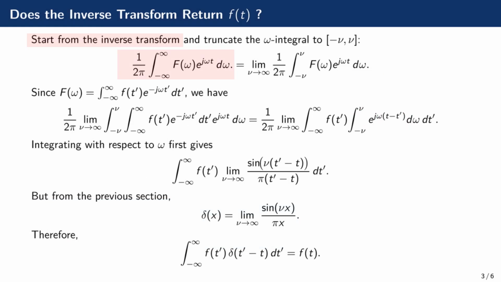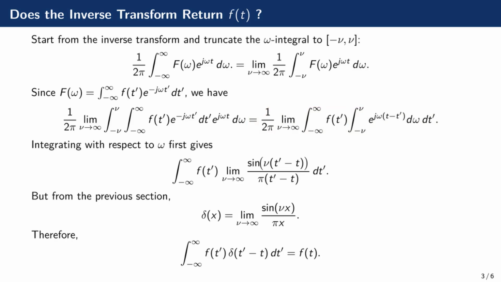To see this, we start from the inverse transform, but first we truncate the omega integral from minus nu to nu, and then take the limit as nu goes to infinity. Next, we substitute the formula of the forward transform. At this stage, we have a double integral with respect to t prime and omega. Here, t prime is just a dummy variable, so we use a prime in order to distinguish it from the final variable t. Then we change the order of integration and integrate with respect to omega first.